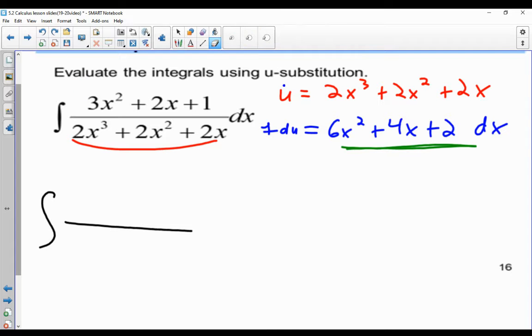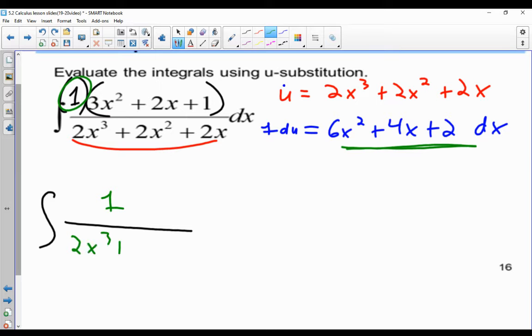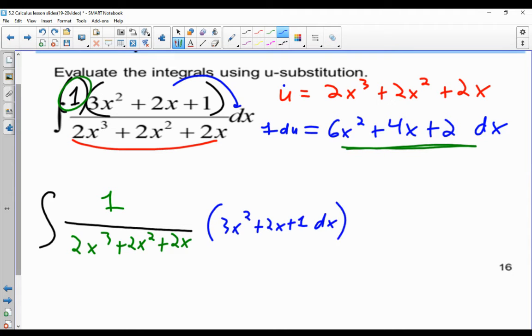I'm going to take the top and rewrite it as this times 1. And what's going to happen is the 1 will stay on top of the fraction. The 2x cubed plus 2x squared plus 2x on bottom will stay. The 3x squared plus 2x plus 1, I'm going to put that with the dx. So that's going to be 3x squared plus 2x plus 1 dx. Okay?